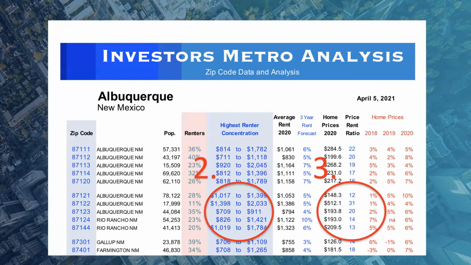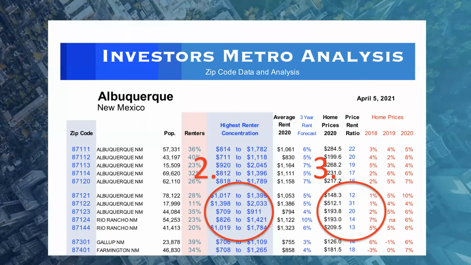Now we'll go to the third page of the metro analysis for the other two elements, which apply to individual zip codes. The far left column in this table shows zip codes in the Albuquerque market. In the circle marked 2, we see the range of monthly rent where the highest concentration of renters is found in each zip code. Why is this range important?